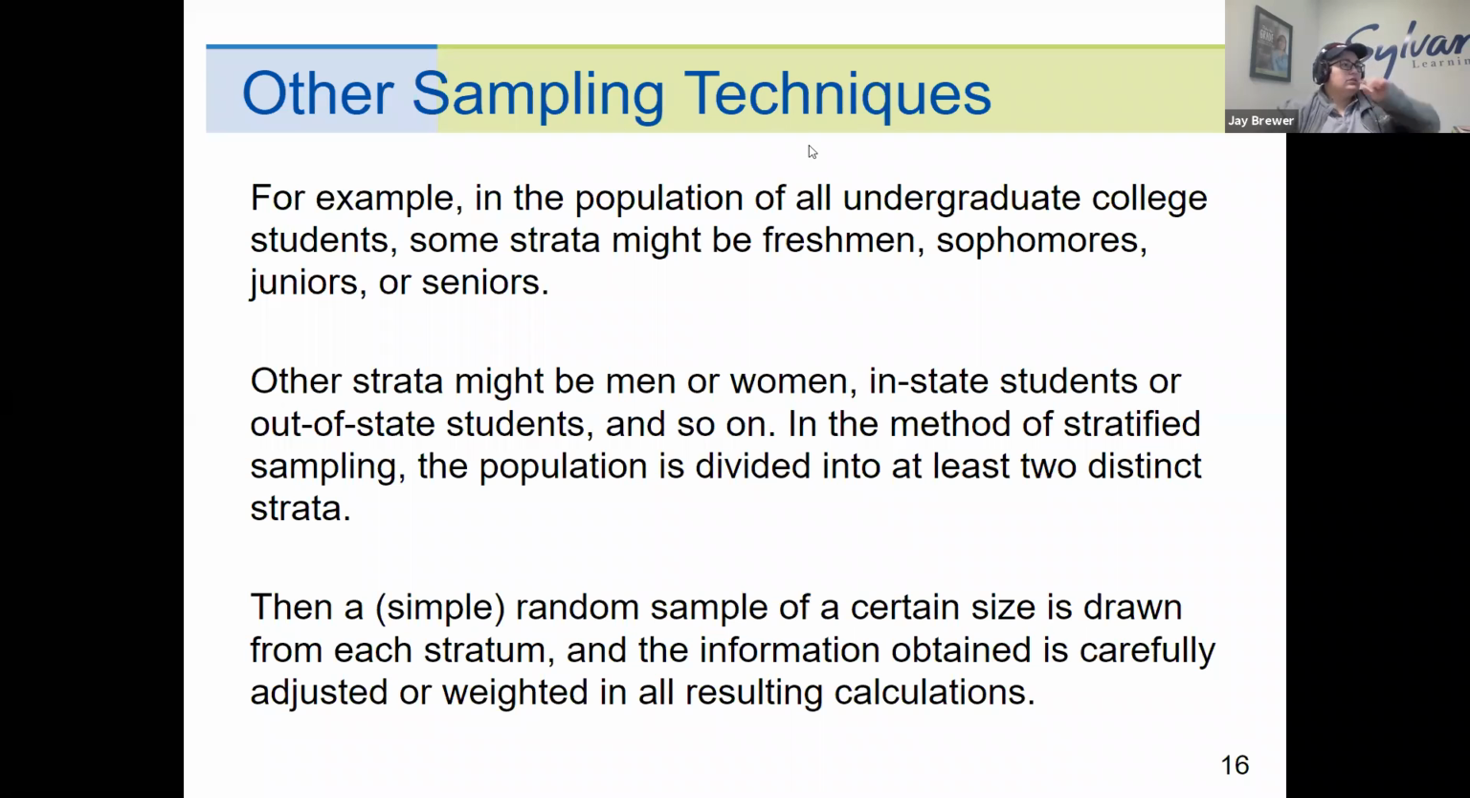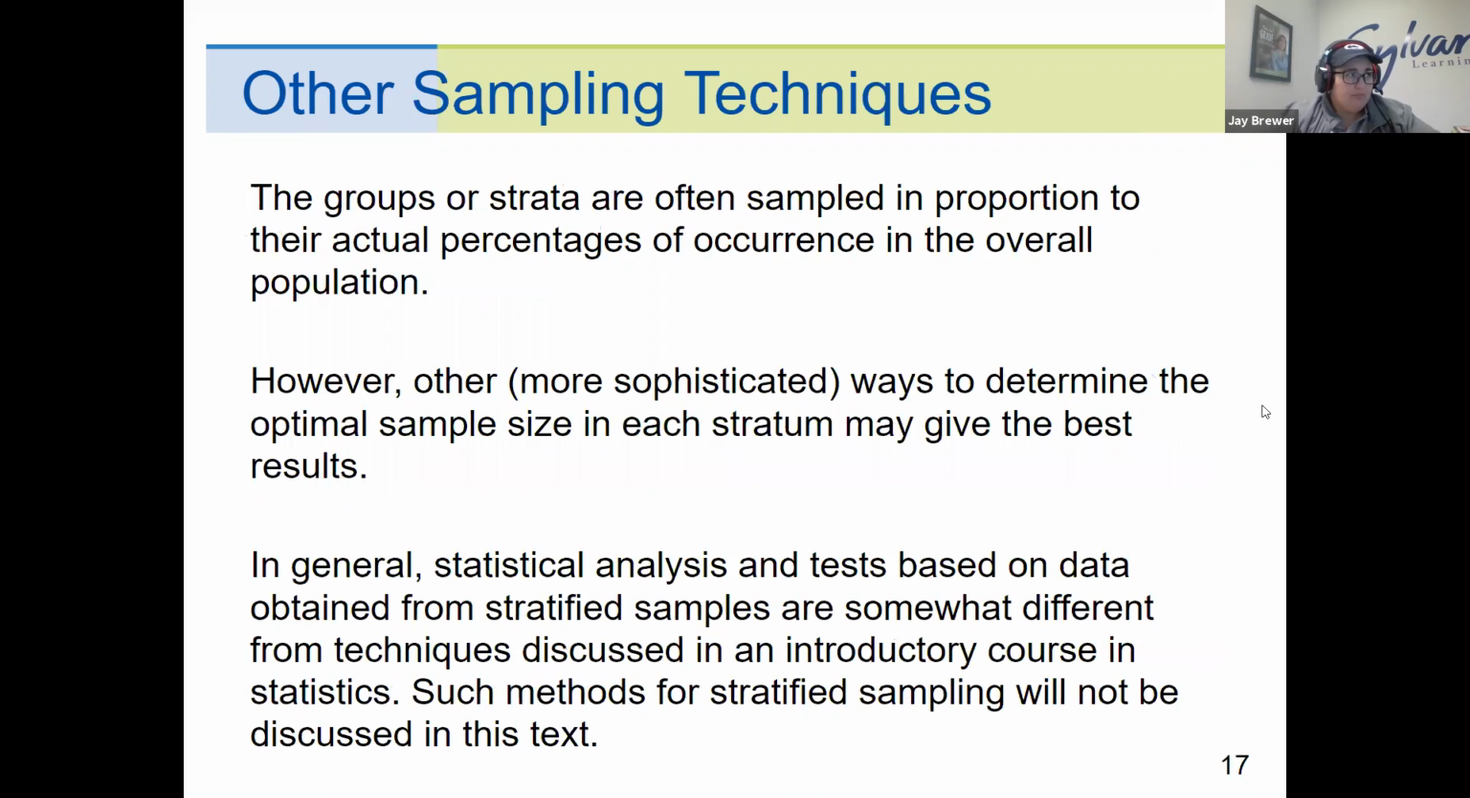Okay. So we left off on Monday on other sampling techniques. This one is just giving you an example. In the population of all undergraduate college students, some strata might be freshmen, sophomores, juniors, or seniors. Other strata could be men or women, in-state versus out-of-state. I think you're getting the idea. It's just basically how we group things. Then a simple random sample of a certain size is drawn from each strata. Okay.